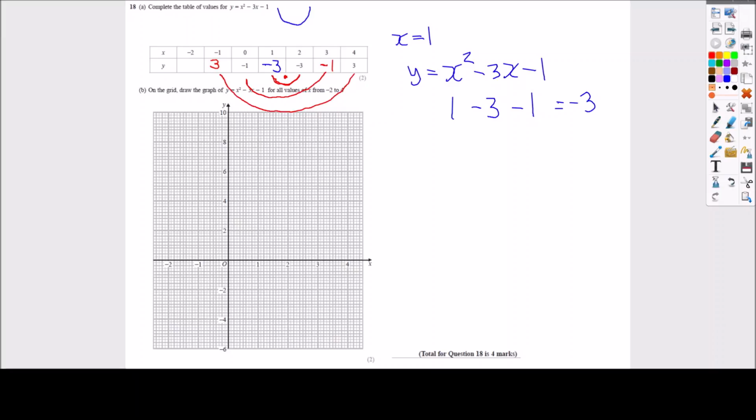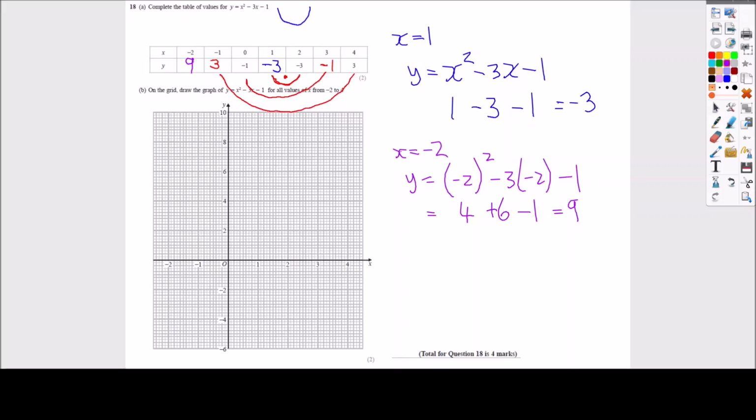So the only value I have to work out that I can't rely on the symmetry for is when x is -2. So let's work it out when x is -2. So y is going to be -2 squared, take away 3 lots of -2, then take away 1. That's just substituting -2 into the equation of the curve. So -2 squared, be careful, -2 times -2 is +4. -3 times -2 is +6, and then we're taking away the 1. 4 add 6, take away 1 is 9. So when x is -2, y is 9.